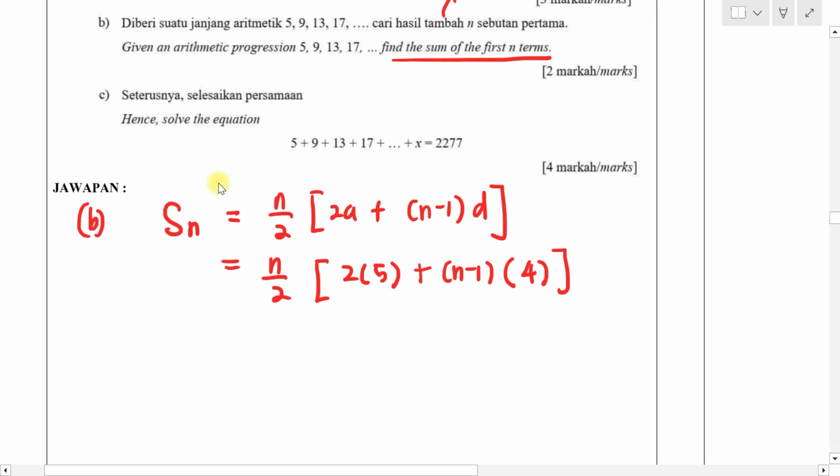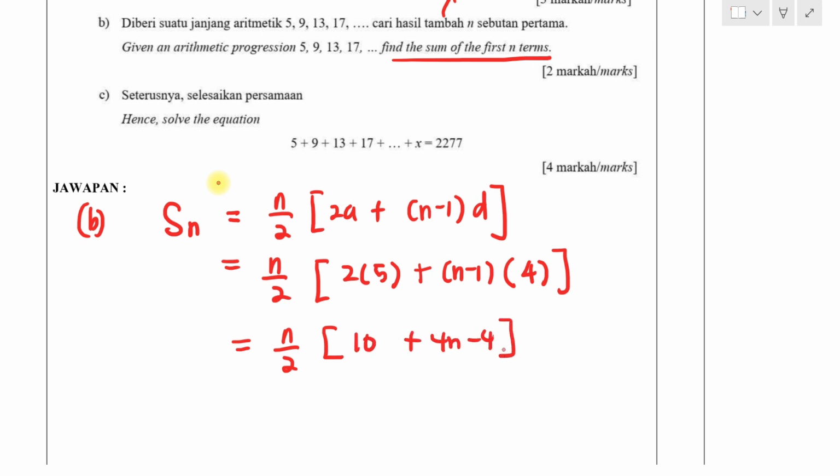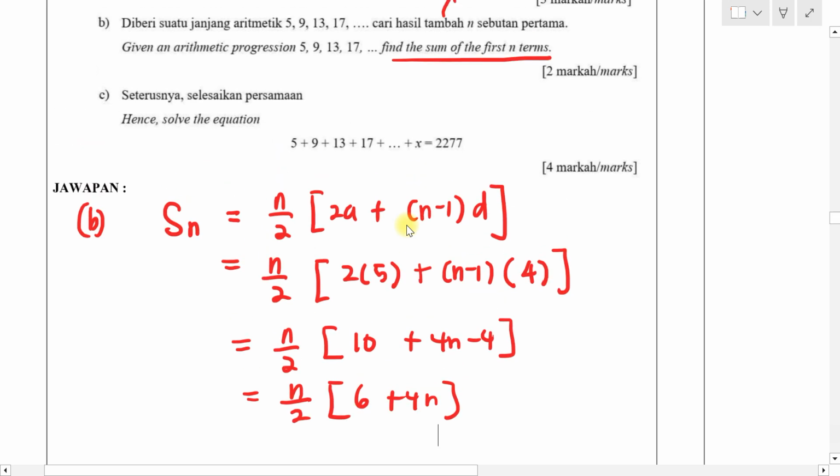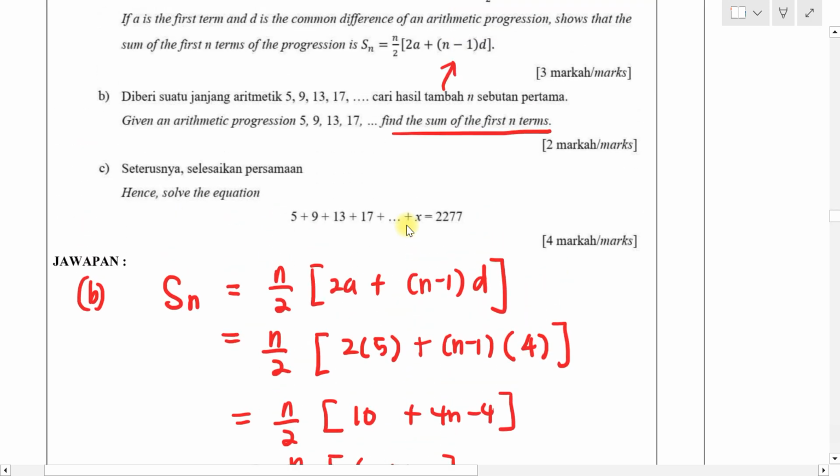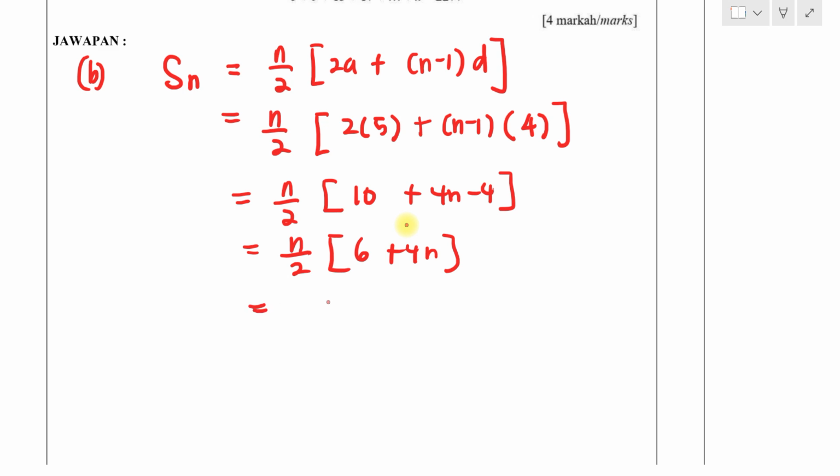You're probably getting quadratic. N over 2. So, 2 times 5 is 10. Plus 4n minus 4. So, n over 2 times 6 plus 4n. And then, what do you get here? N over 2 times 6 is 3n. 6 and 2 cut, it becomes 3, 3n plus 4 and 2 cut becomes 2, 2n square. So, this is your Sn for part B.